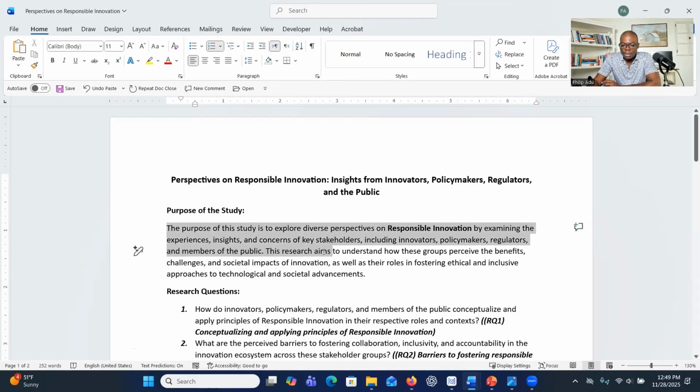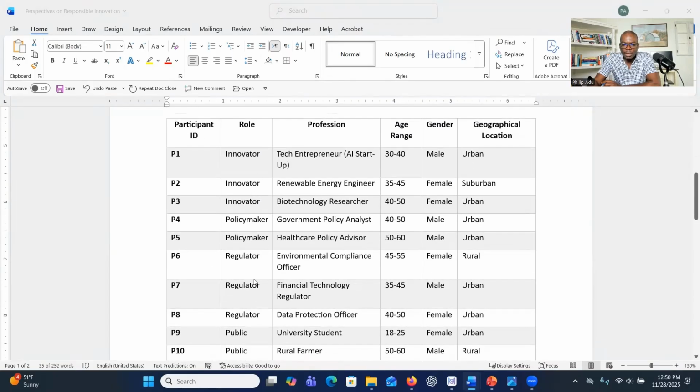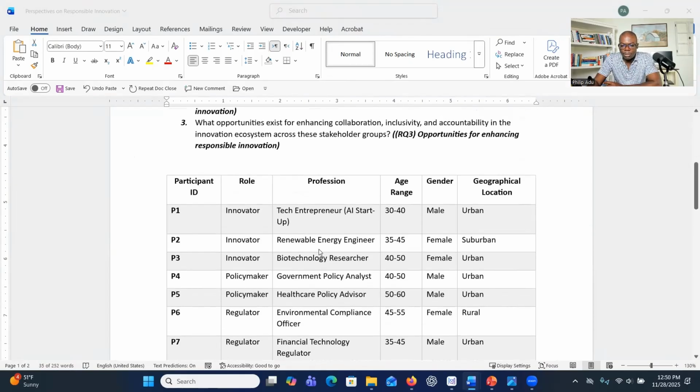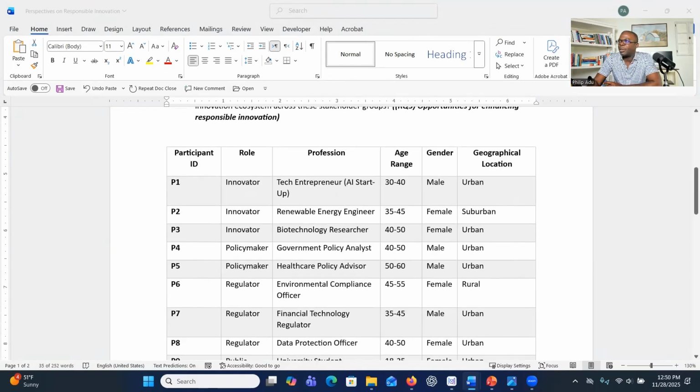So this is the purpose of the study. You can see here that I have 10 participants, right? And these are their roles. They are innovators, policymakers, regulators, and also the general public. And also their profession is here, the age, gender, and also the geographical location.